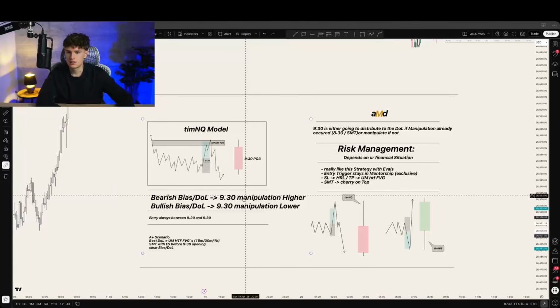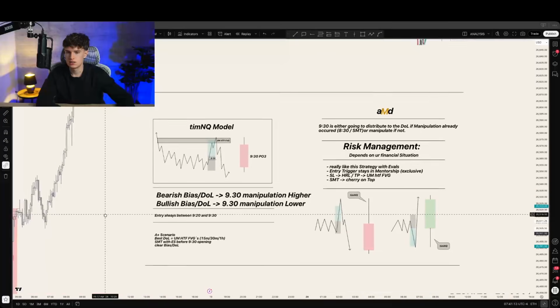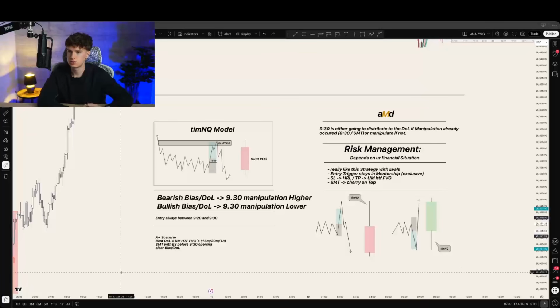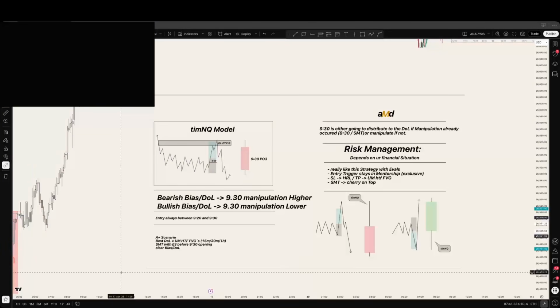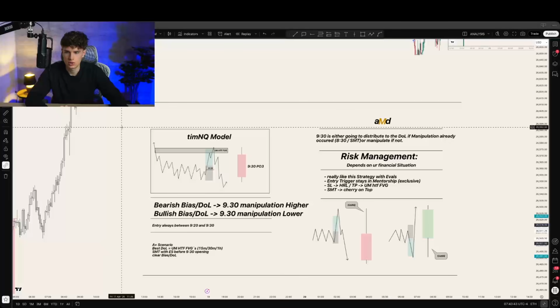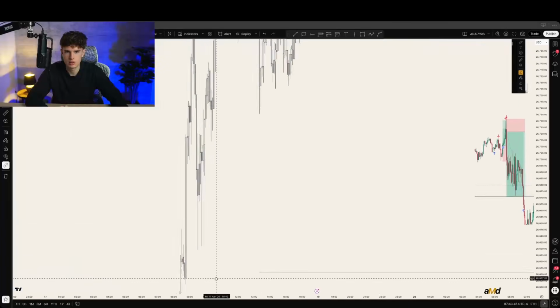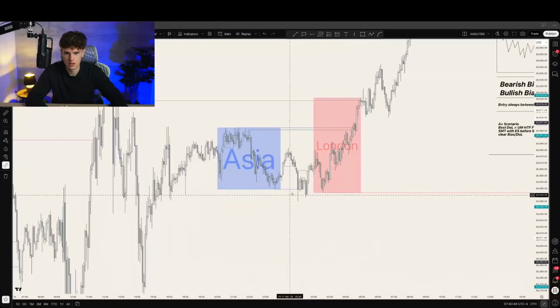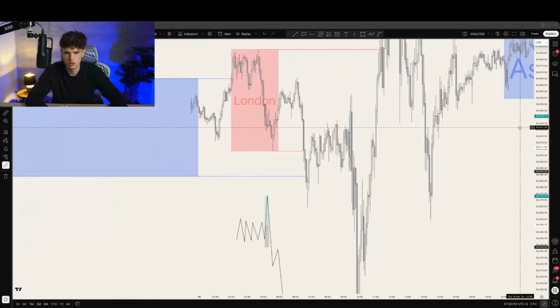As I said, the A+ scenario, the best draw on liquidity for trading this strategy, is if we have an unmitigated high time frame fair value gap, a 15-minute, 30-minute or 1 hour unmitigated fair value gap that 9:30 can manipulate into and then distribute out of, if we have clear draws on liquidity in the other direction that the 9:30 is manipulating to. So I'm just gonna go into some chart examples, and then I'm going to show you also some executions.